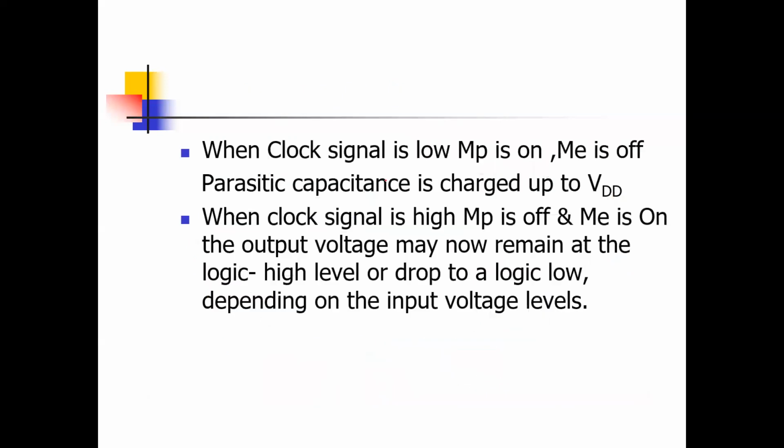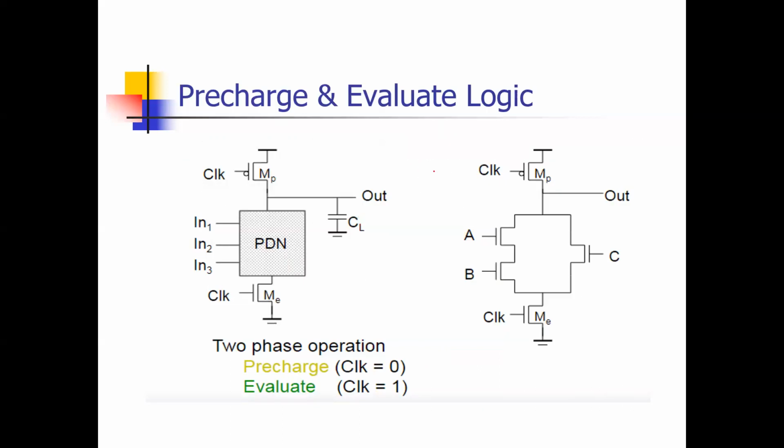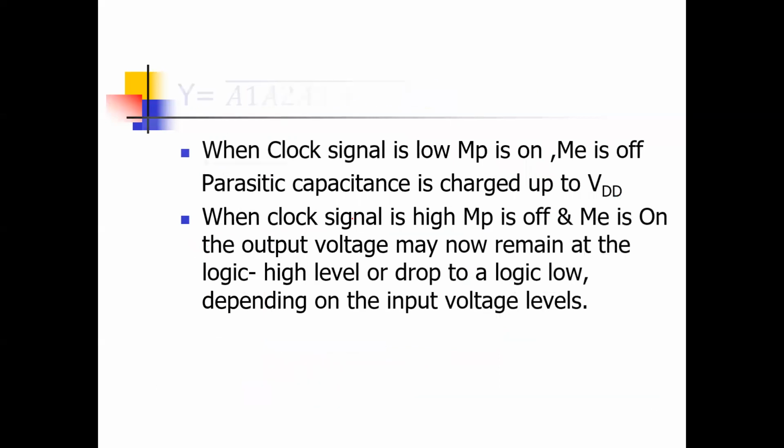Okay, so when the clock is low, that's why the name is MP, and ME is for your convenience. MP is the pre-charge transistor, ME is your evaluate transistor, because when the upper one is on, then it is pre-charging. When the lower one is on, then you are getting evaluation. Okay, so this is the theory.